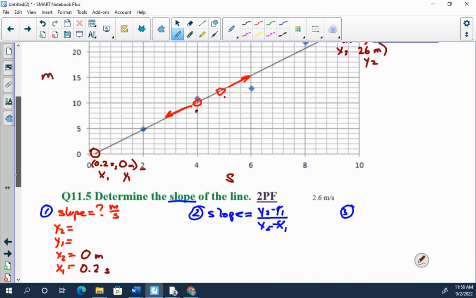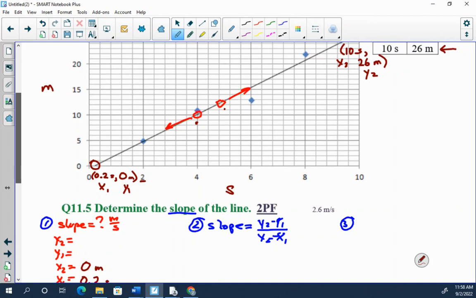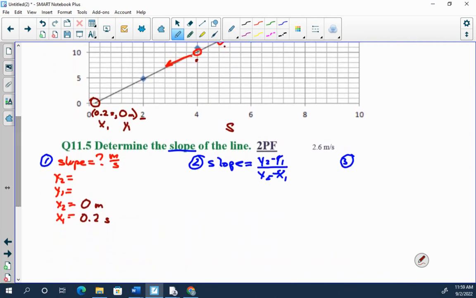You may say, oh, but this is so slow. No, it isn't. If we do this step by step without all this talk and hubbub and you actually know what you're doing, this is fast. So x2 was 10 seconds and y2 was 26 meters. And believe me, when you get it wrong, you'll appreciate slow more than fast. So let's go over here. We got everything we need. Run it. Slope is y2, 26 meters, minus y1, we got 0 meters, over x2, we got 10 seconds minus 0.2 seconds.